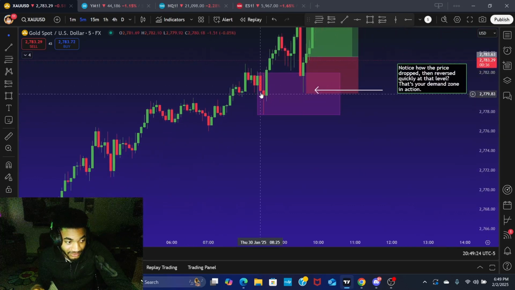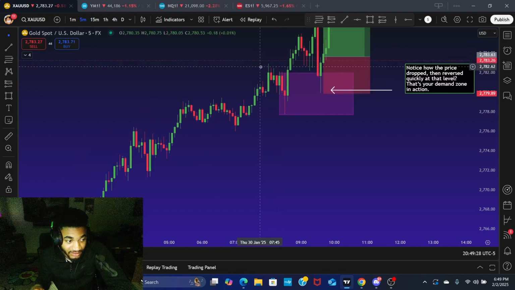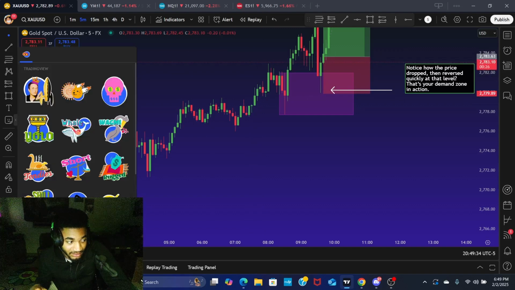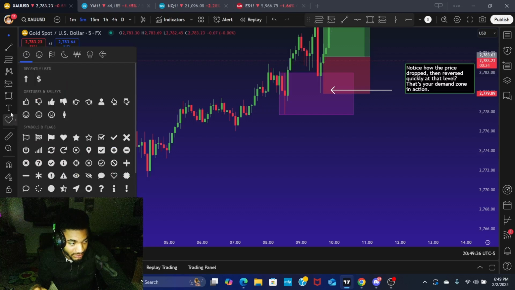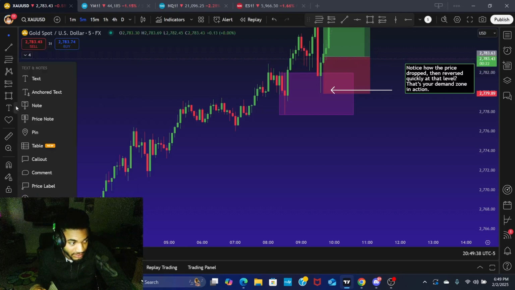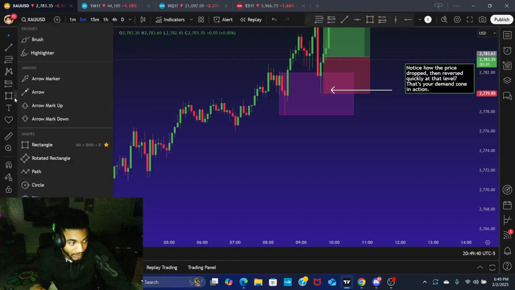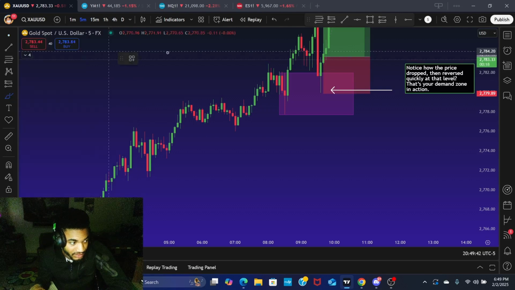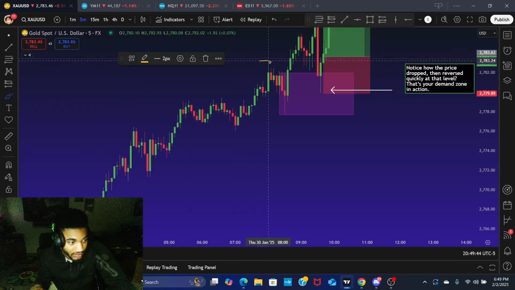Right here we got this aggressive move to the upside. Kind of a break of structure, right? Hold on, where is my drawing tool? I forgot what a drawing tool is. We got this semi-breaker structure right there.